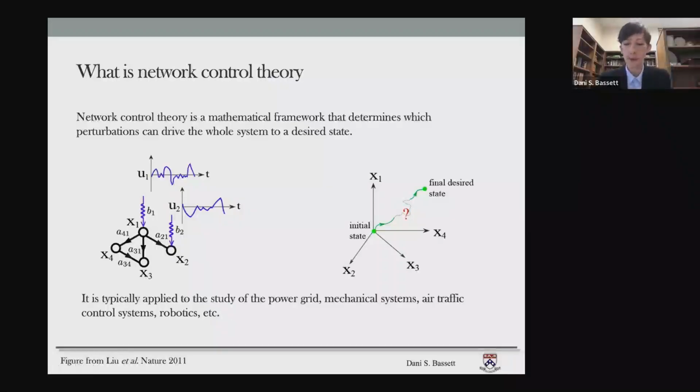Network control theory is a mathematical framework that determines which perturbations can drive the entire system to a desired state. It's typically applied to the study of the power grid, mechanical systems, air traffic control systems, and robotics. Here's an example of a little network of 4 different nodes where inputs U are placed inside particular nodes to drive the activity of the rest of the system. And here's an example of what that might look like in a state space, where the initial state may be at the origin and the final state driven by U may be somewhere else.